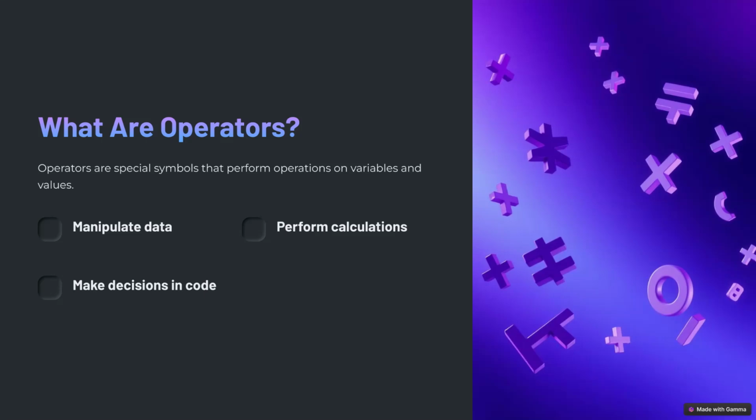Operators in C# are symbols that perform operations on variables and values. They allow us to do things like add numbers, compare values, and make decisions in our programs. Without operators, programming would be limited to storing and retrieving static data. But with them, we can create dynamic and interactive applications.